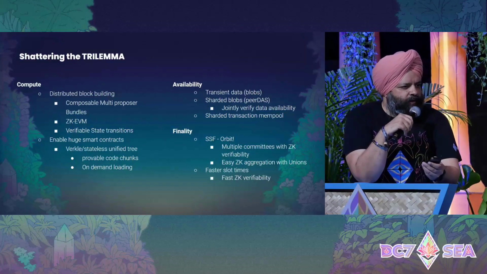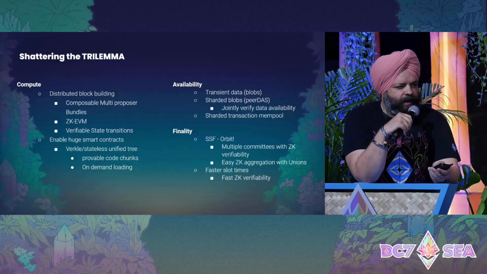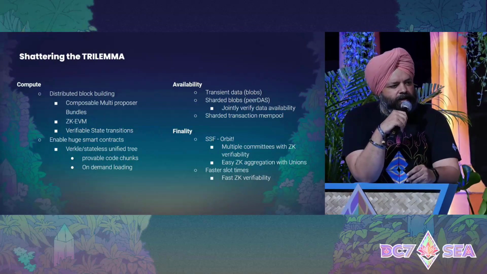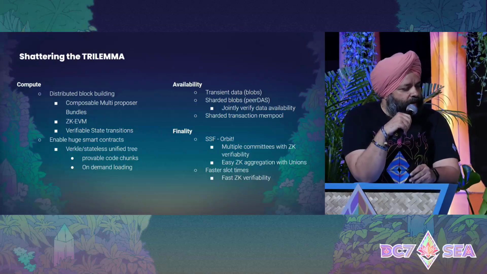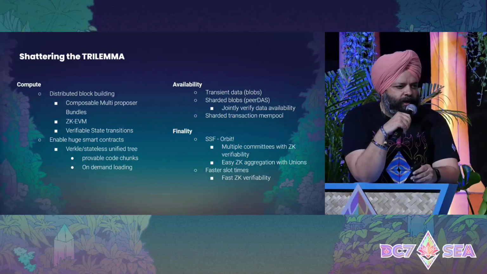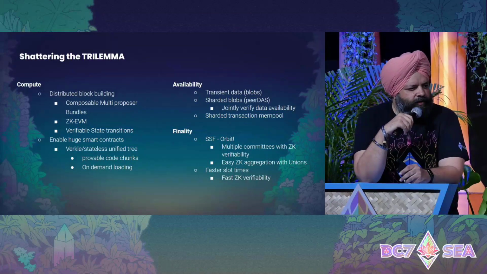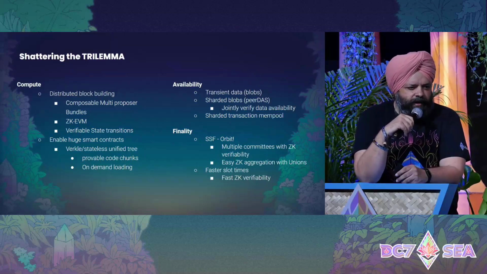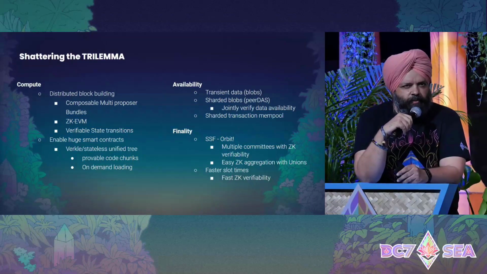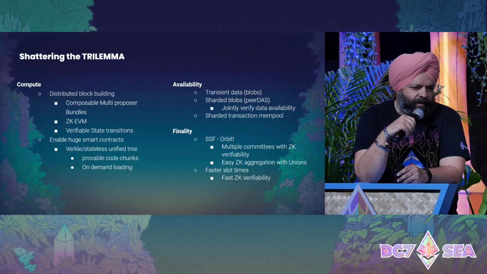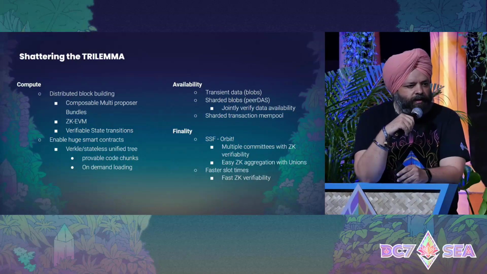For computation, we can do distributed block building with ZK EVMs, with verifiable state transition. Maybe we should also enable huge smart contracts, the way Verkle does, with a unified tree, provable code chunks, and on-demand loading. For availability, we have blobs. We are pushing sharded blobs, basically jointly verified data availability. And maybe we should also do a sharded transaction mempool.